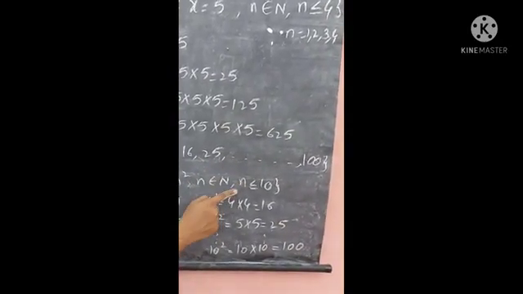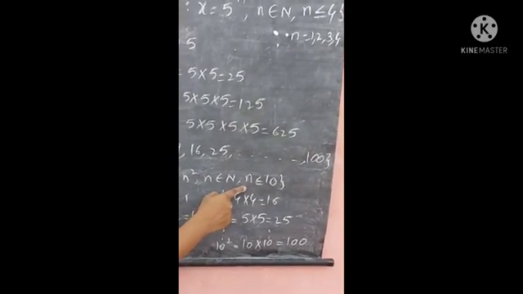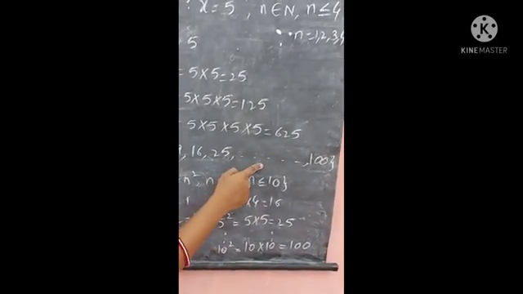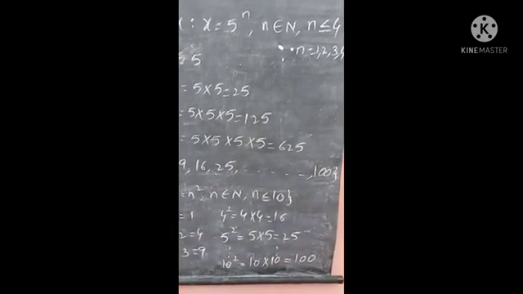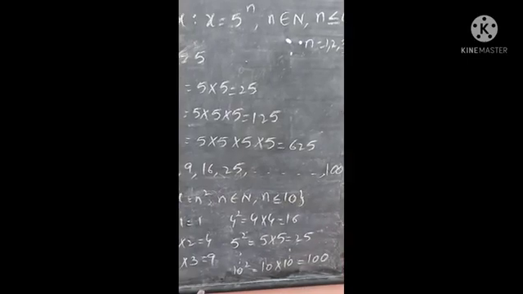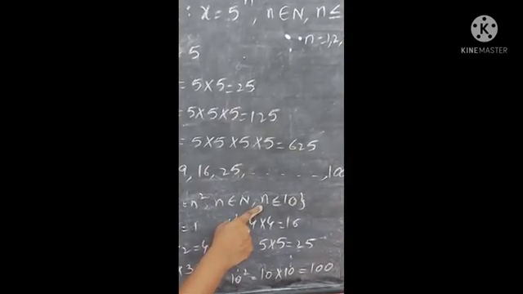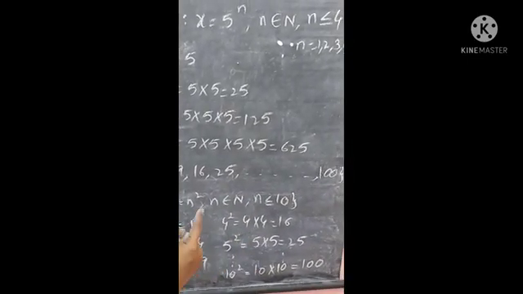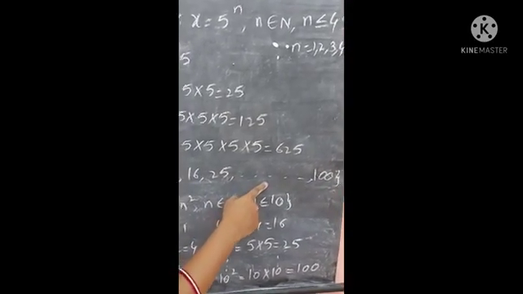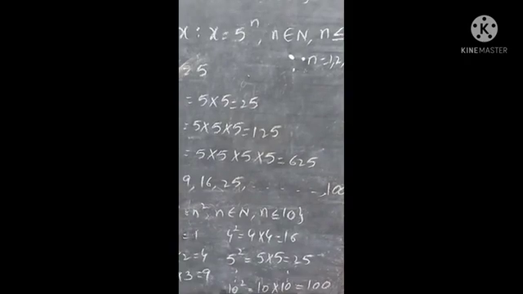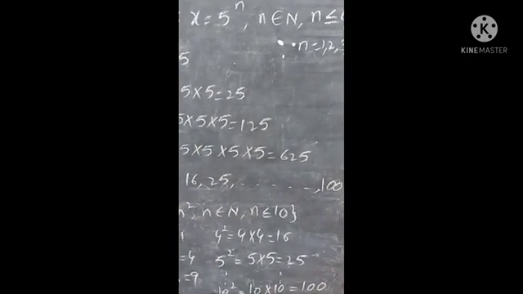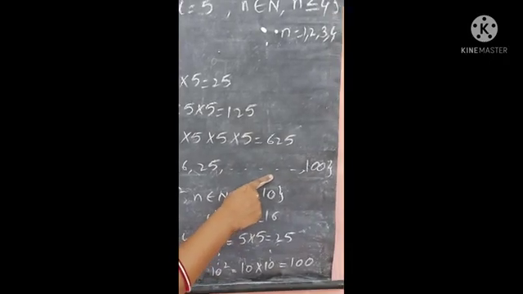If I take the value of n as 6, 6 square, 6 into 6, 36 will be in this set. If I take the value of n as 7, 7 square can be written as 7 into 7, 7 7s are 49, which also belongs to this set. Next, another value is 8. If I take the value of n as 8, 8 square can be written as 8 into 8, which is equal to 64. That also belongs to this set. Next, another number is 9. 9 square is equal to 9 into 9, which is equal to 81, which also belongs to this set.